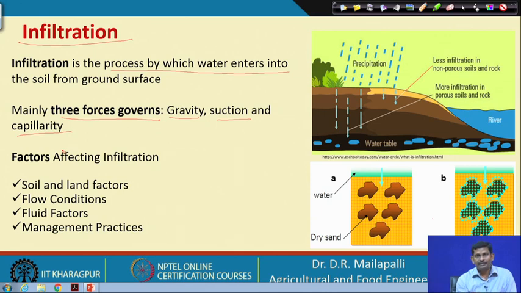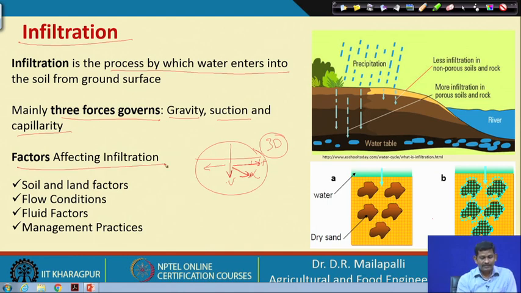Generally we say infiltration is downward movement, but truly speaking, infiltration is a 3-dimensional process. It goes downwards, then it goes horizontal, and it also goes radial. So, the horizontal, vertical, and also the radial kind of movement. That is why infiltration is a 3D process. And mainly three forces govern, as I mentioned.